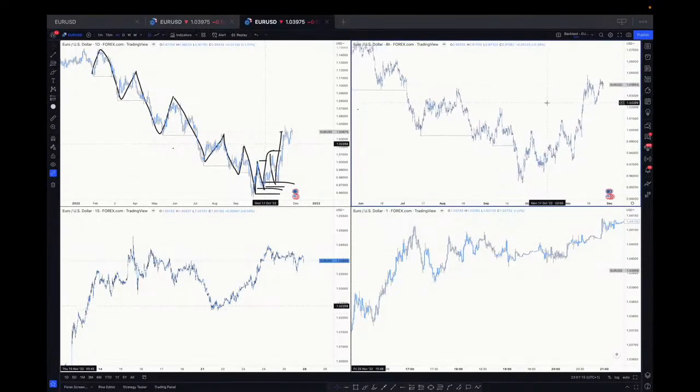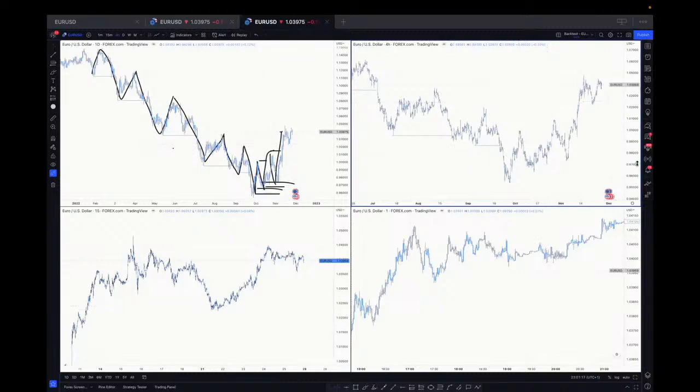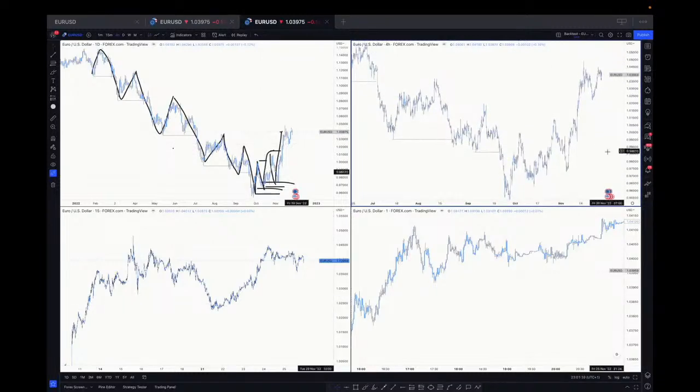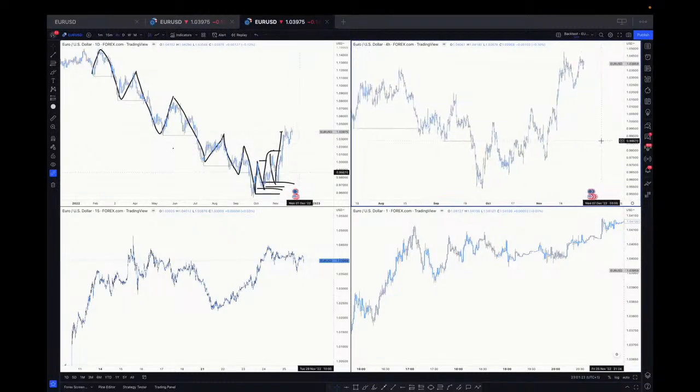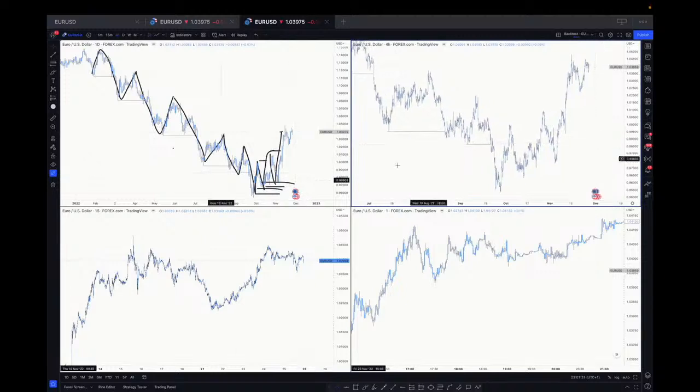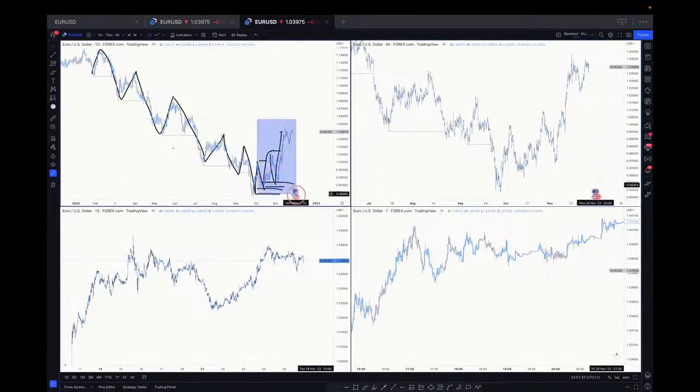Now, on the lower time frame, you can see a lot of movement compared to your high time frame. So let's see how the first change of character really happened on the 4-hour, right? So let me take that out.